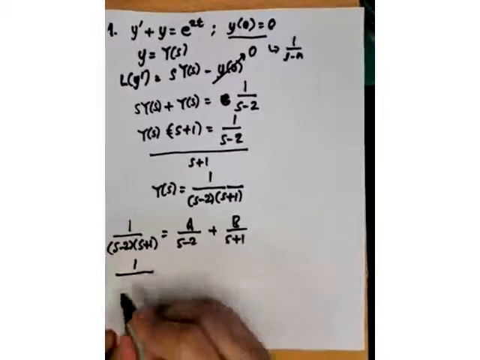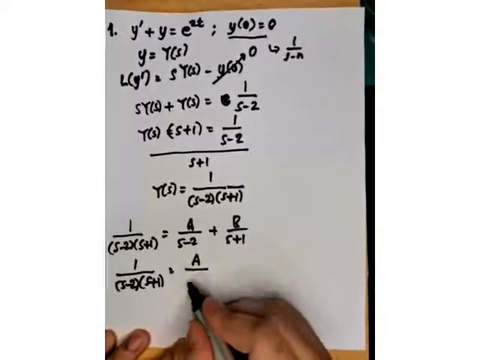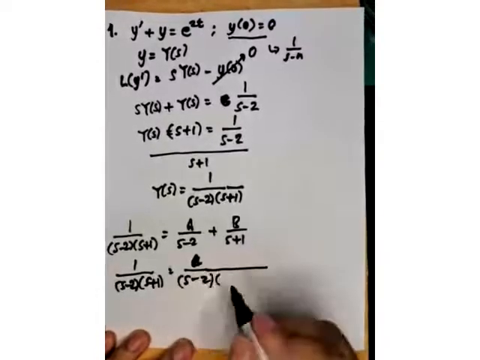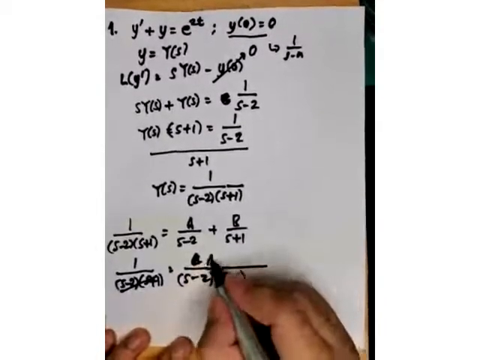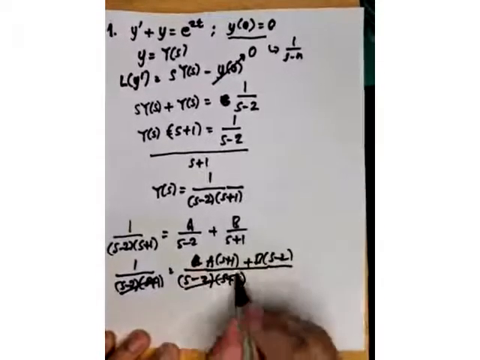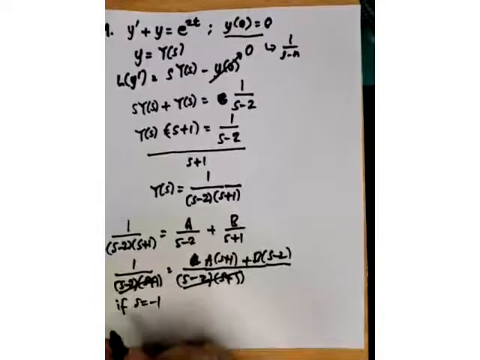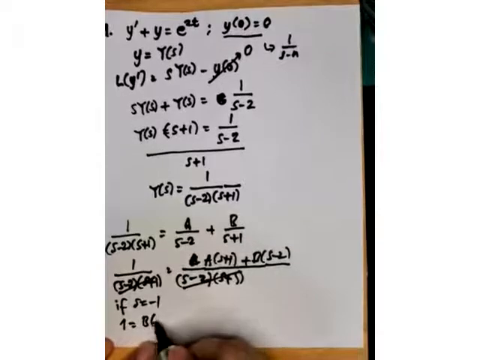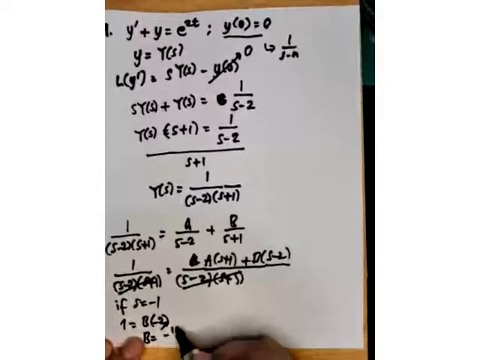And then we add them again. I-add ko pala sila. So yung LCD natin is the same. Cancel natin yun mamaya. So a times s plus 1 plus b times s minus 2. So cancel natin sa baba. So mag-substitution na lang tayo if s is equal to negative 1. So this is 1. This is equal to, so this is 0. So we'll have b times negative 3. So therefore, b is equal to negative 1/3.